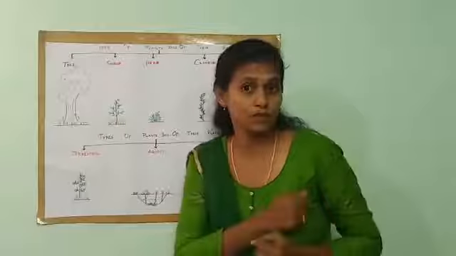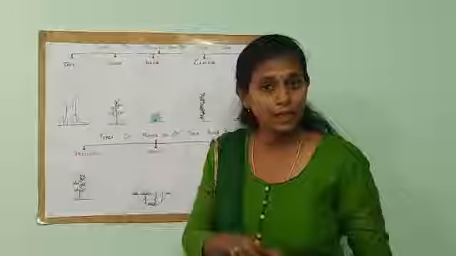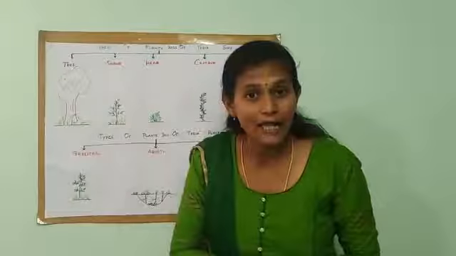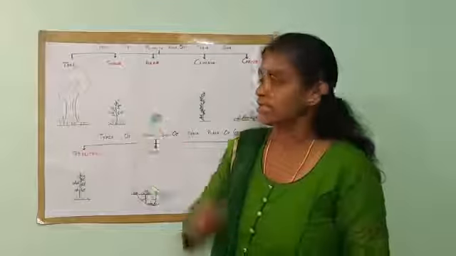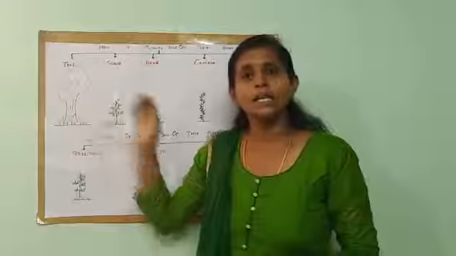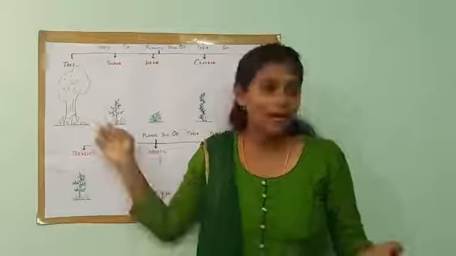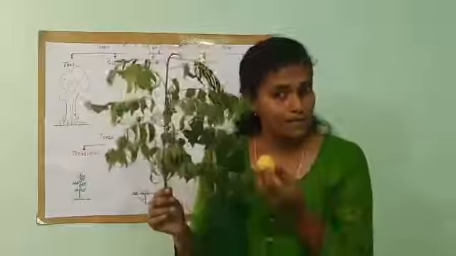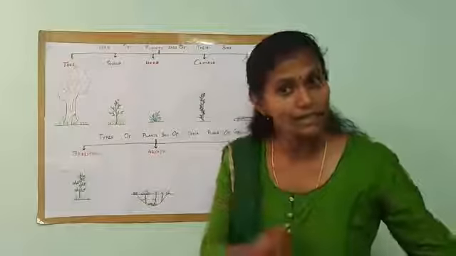The tree is the biggest one. The tree has a long stem, which supports the branches, leaves, flowers, and fruits. Another name for the long stem is trunk. An elephant has a trunk, no? Like that, trees also have a trunk. Trees can live for many years. Examples of trees are the neem tree, lemon tree, coconut tree, banyan tree, banana tree, and so on.